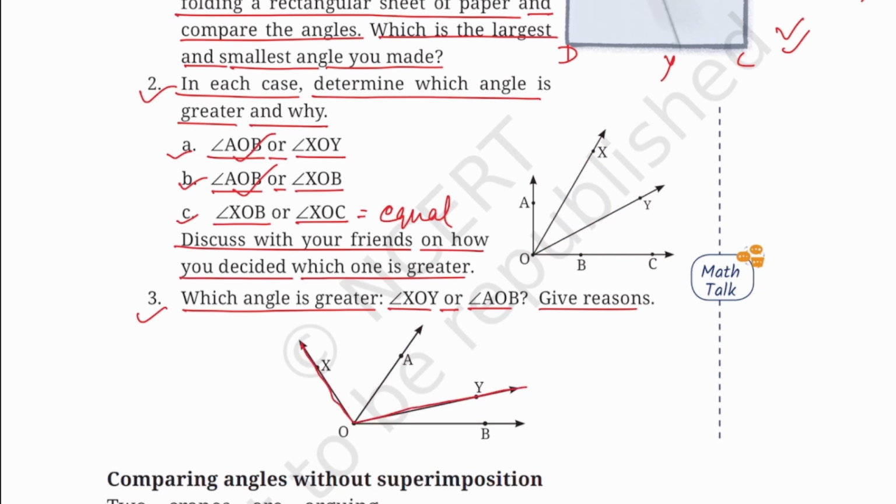XOY, that is this one. AOB, that is this one. From the figure, it is very difficult to tell which one is greater, that is XOY or AOB. Okay, both look equal. You have to use a different method for doing that.